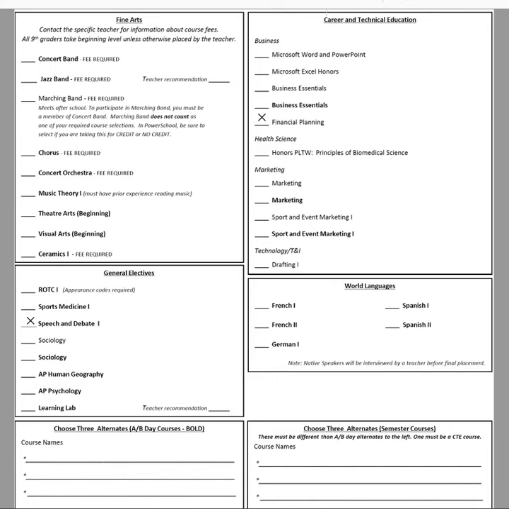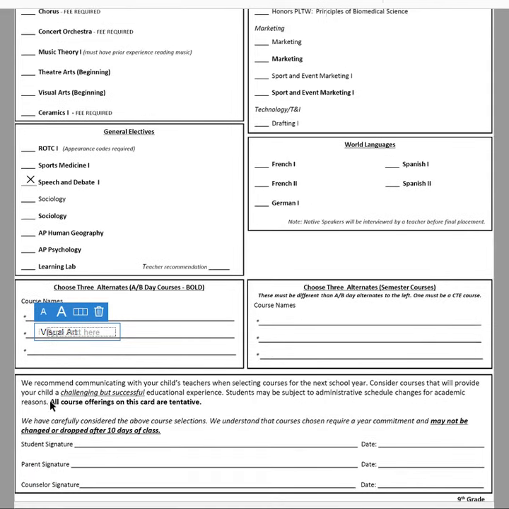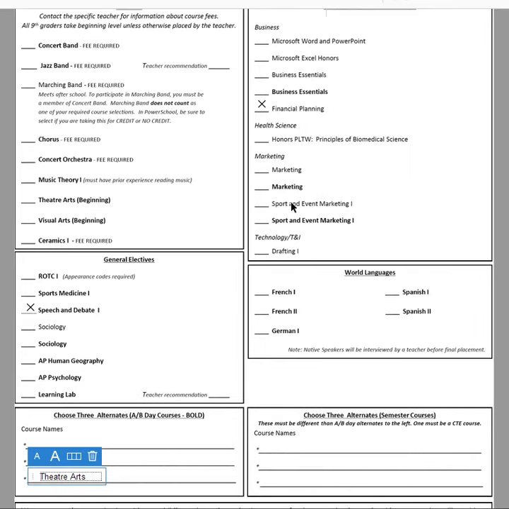Alternates are backup elective classes that we will use if for some reason the top choice electives don't fit into your schedule. For the alternates, we need 3 A-Day, B-Day alternates and 3 semester alternates. So when I'm looking at the A-Day, B-Day alternates, I'm going to go ahead and write in visual art because that's a class that I'd be willing to take. And I also think that I might like theater, so I'm going to write theater arts. And then I need one more. So I think maybe that marketing class might be a good alternate class for me, so I'm going to write in marketing.